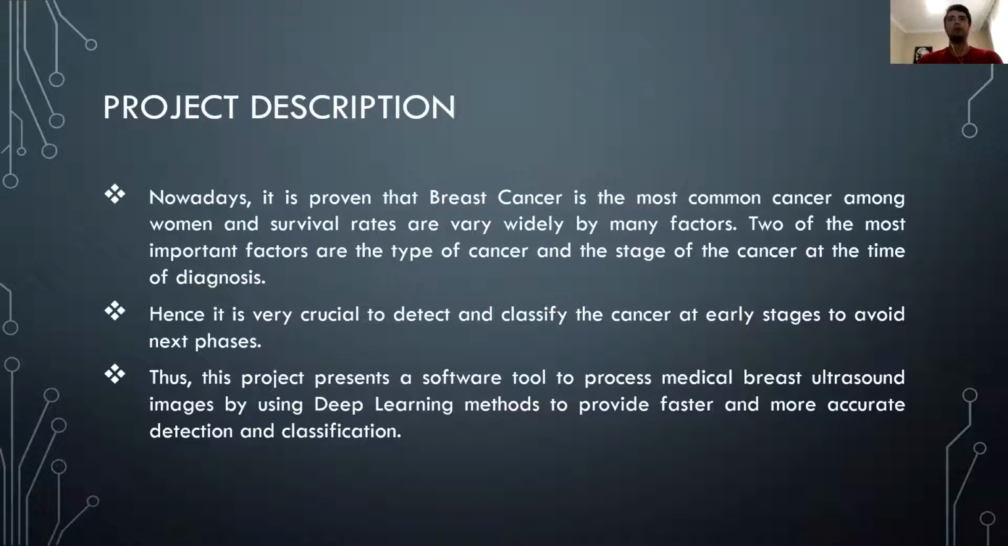Nowadays, it is proven that breast cancer is the most common cancer among women, and survival rates vary widely by many factors. Two of the most important factors are the type of cancer and the stage of the cancer at the time of diagnosis. Hence, it is very crucial to detect and classify the cancer at early stages to avoid next phases. Thus, this project presents a software tool to process medical breast ultrasound images by using deep learning methods to provide faster and more accurate detection and classification.